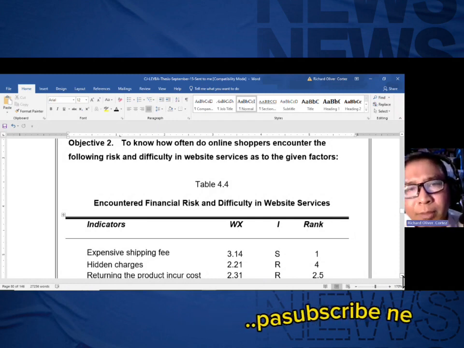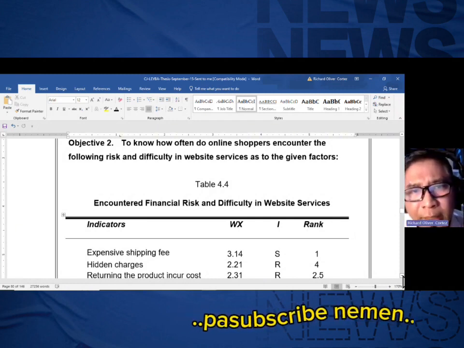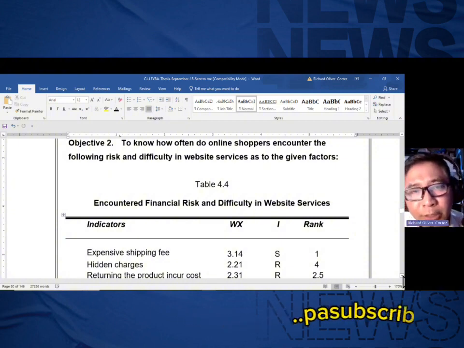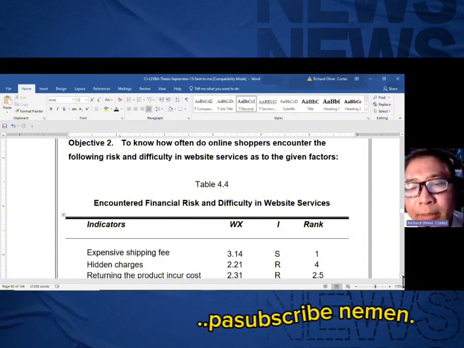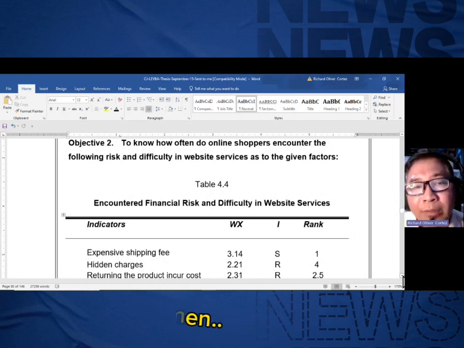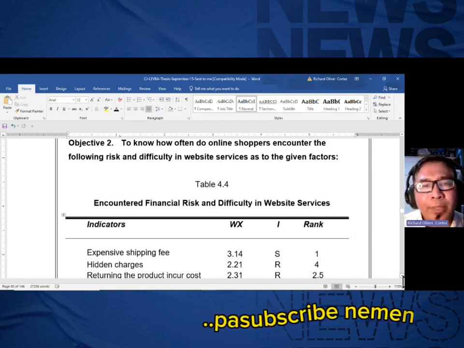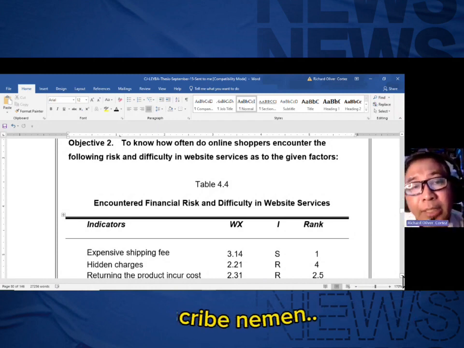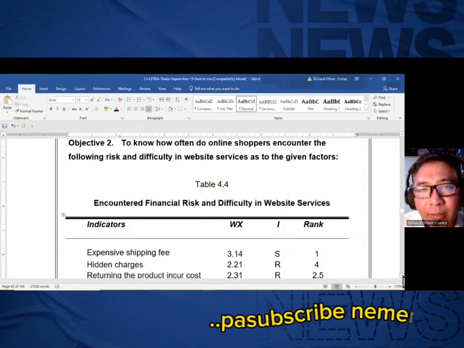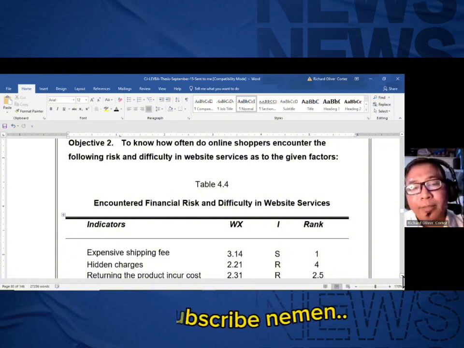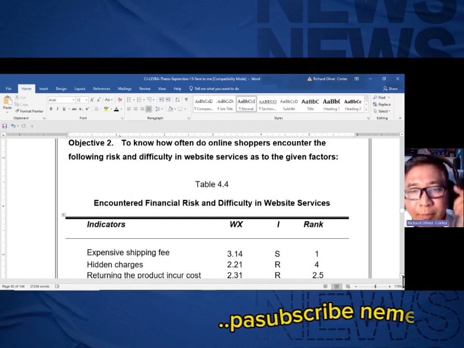Depending on what type of Likert scale you used. For this particular research or paper, ang Likert dito, frequency, no? How often the online shoppers encounter, is it always, sometimes, rarely, frequently, or the lowest, never encountered, no? Ito yung rating nila dito.